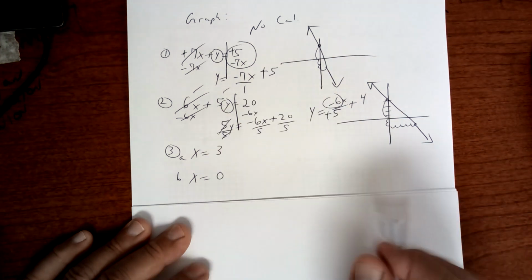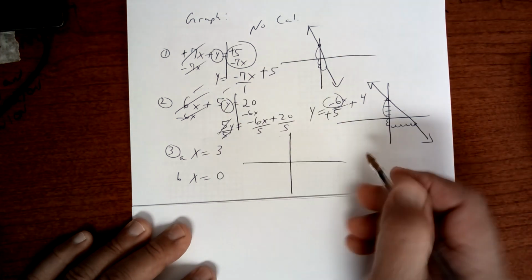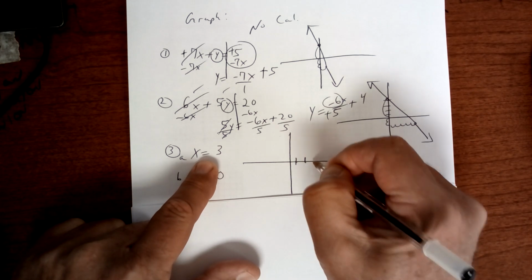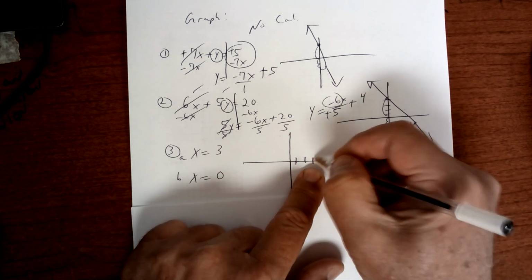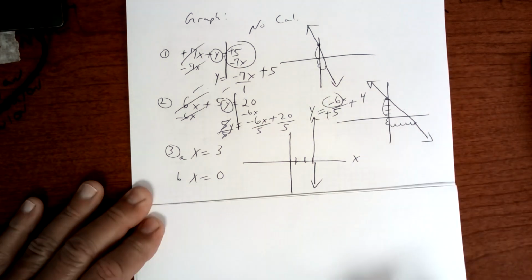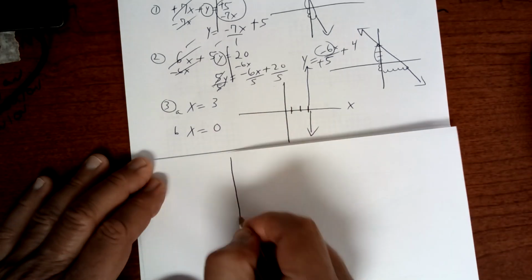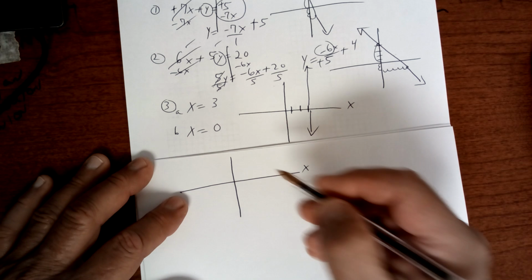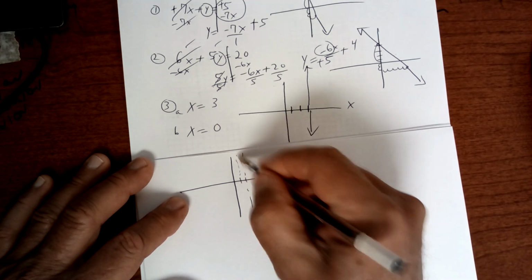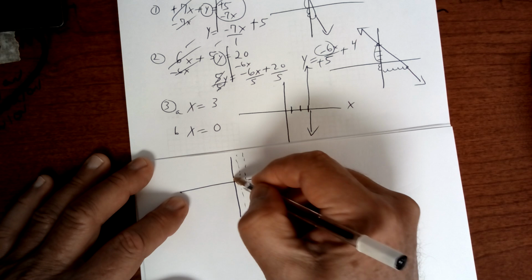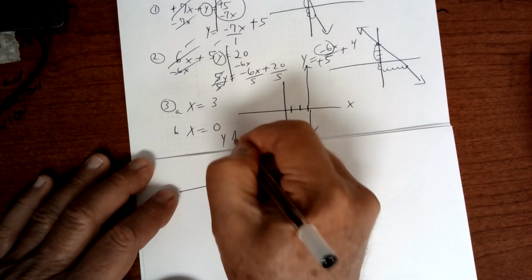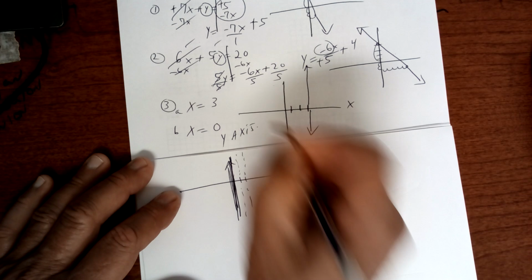This one right here is a special case, so here's your x. Use tick marks, okay? 1, 2, 3. Do you see the tick mark is up and down? That's how your line looks. That's called undefined slope. This one is x equals 0. Well, this is x equals 2. This is x equals 1. This is x equals 0. So the y-axis is really x equals 0.